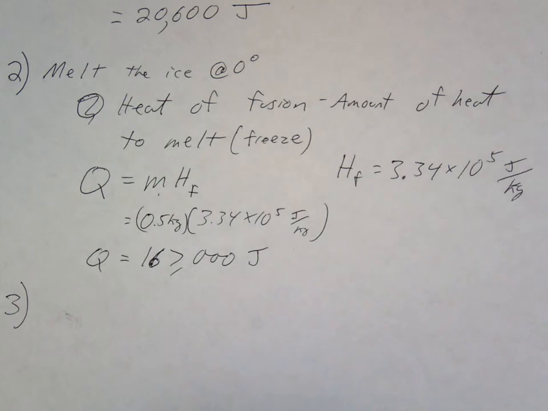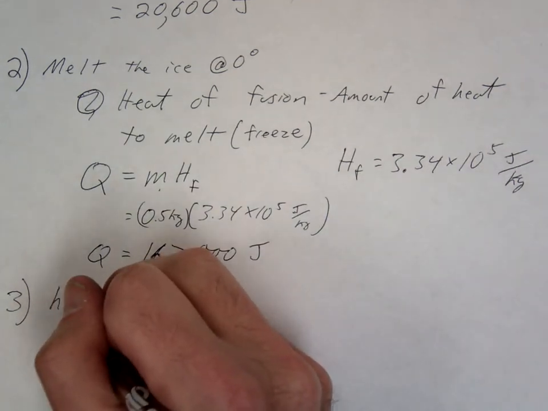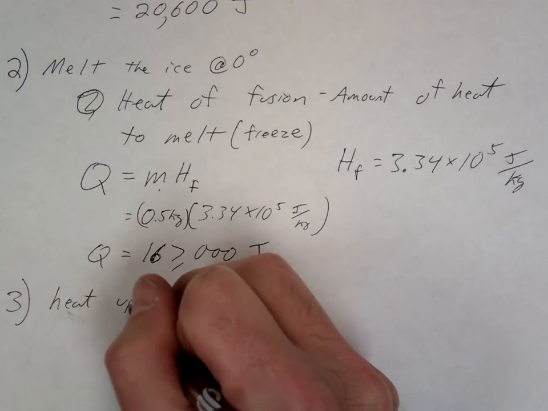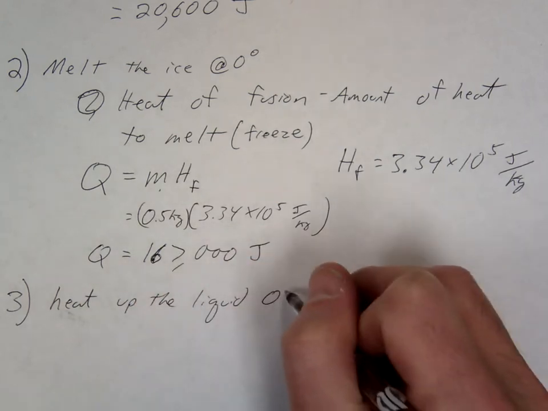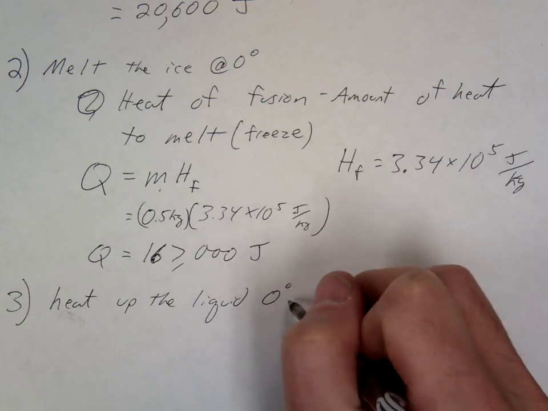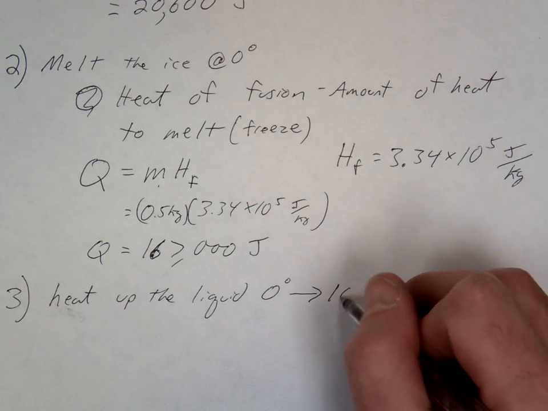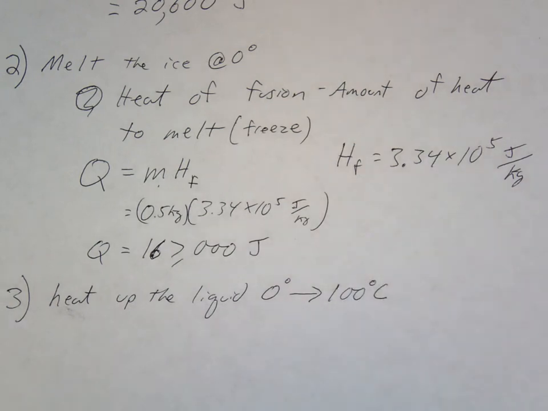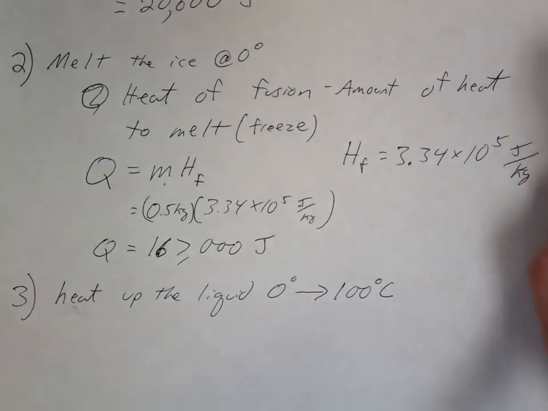I'm going to heat it up. Okay, we're going to heat it up. So that's what we're going to do. We're going to heat up the liquid. Now the liquid will exist from 0 degrees until how much? 100? At which point we've reached our vaporizing point or boiling point.